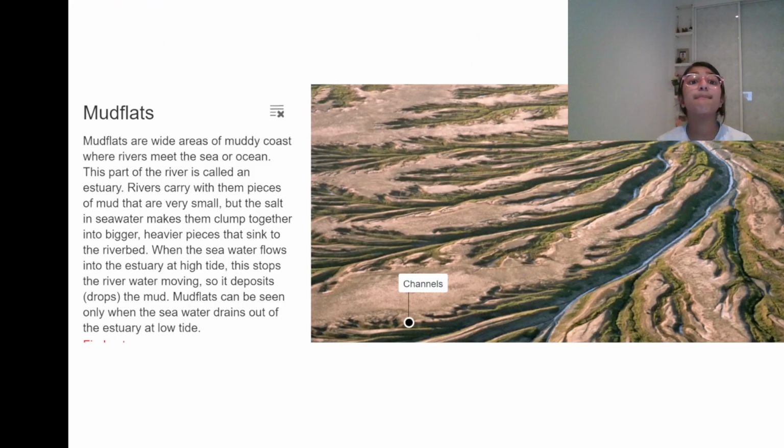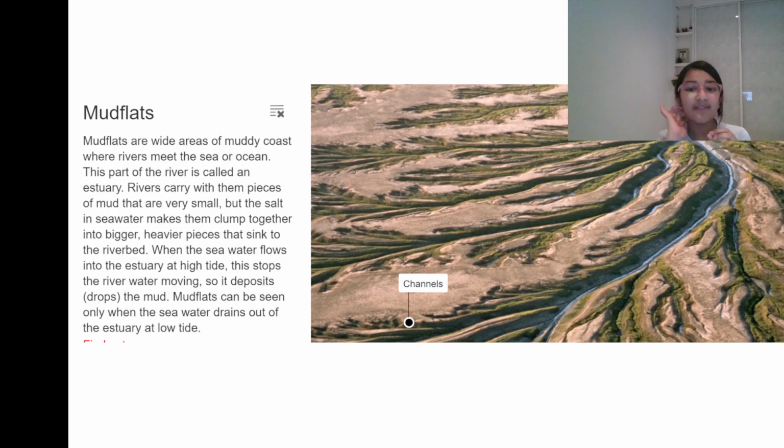Mudflats are wide areas of muddy coast where rivers meet the sea or ocean. This part of the river is called an estuary. Rivers carry with them some pieces of mud that are very, very small, but the salt and seawater makes them clump together into bigger, heavier pieces that sink to the riverbed, kind of like stones. When the seawater flows into the estuary at high tide, this stops the river water moving, so it deposits, that means drops, the mud. Mudflats can be seen only when the seawater drains out of the estuary at low tide.